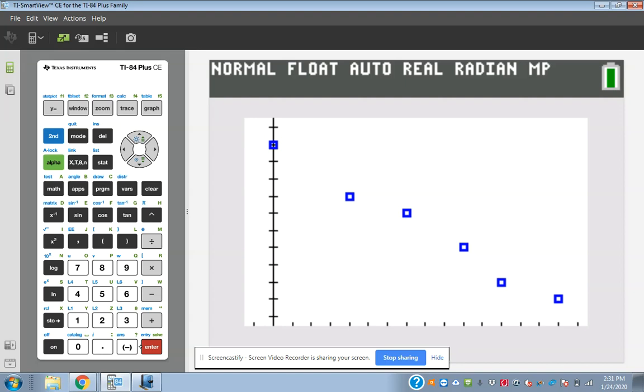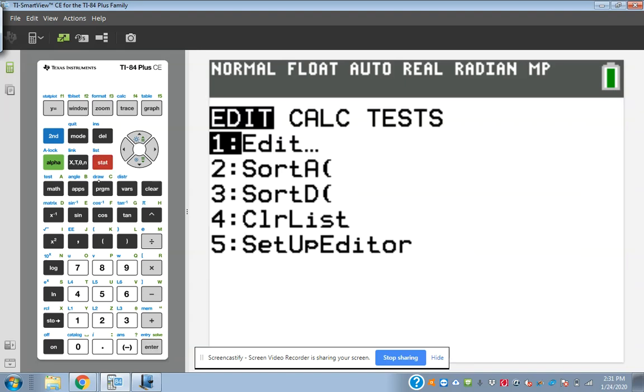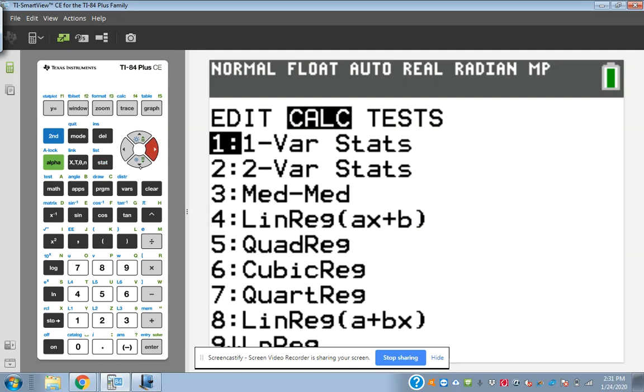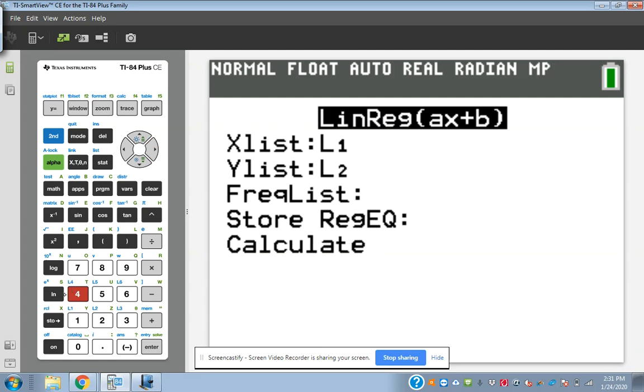So to do that, we're going to just hit the stat button. We're going to go over to the right to the calc menu there. So stat and the right button. And then you're hitting linear regression, which is number 4. And it should say X list should be list 1. Y list should be list 2. Does anybody's not have those two in X and Y lists?